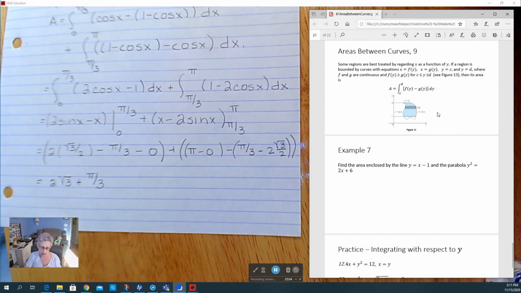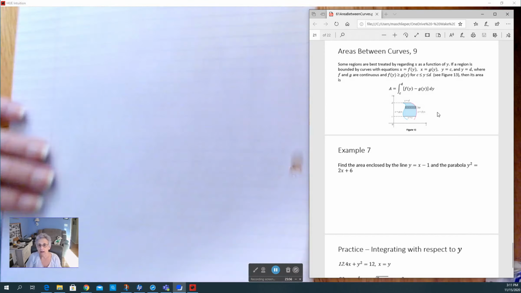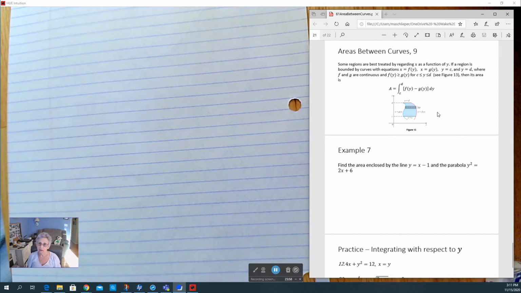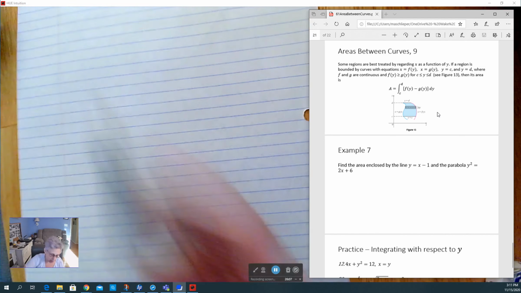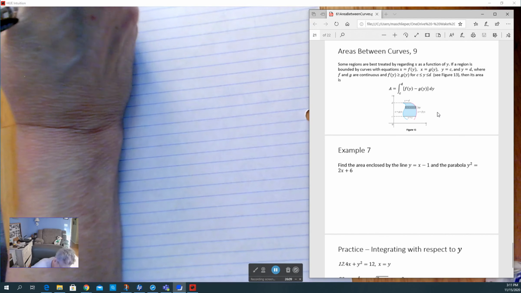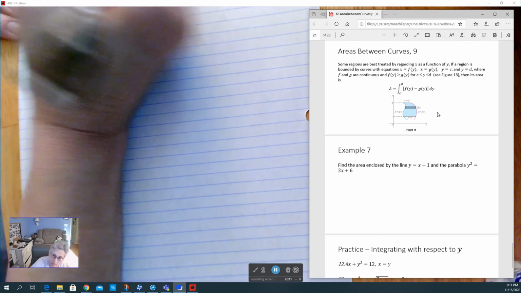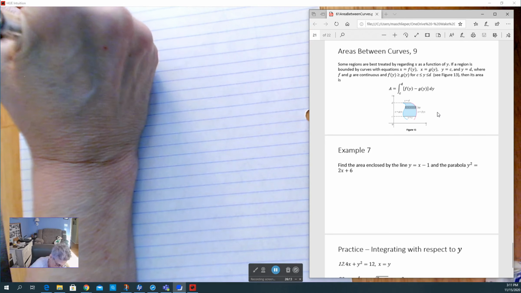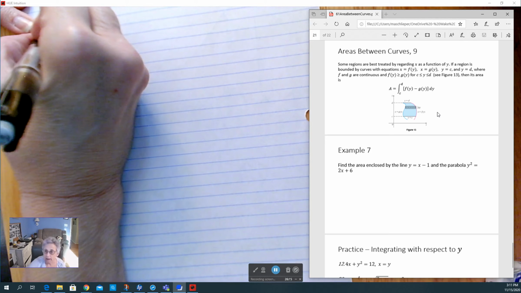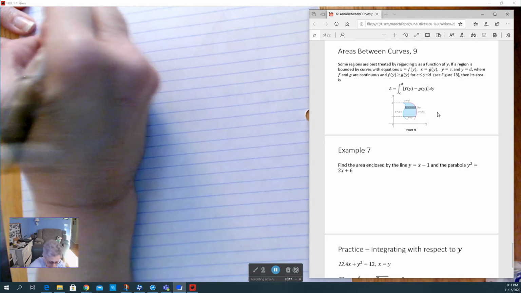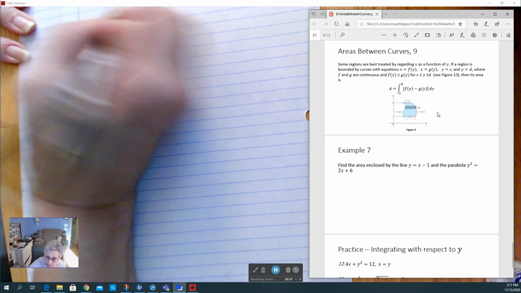Let's look at example 7. It asks us to find the area enclosed by the line y equals x minus 1 and the parabola y squared equals 2x plus 6. So, first thing, I'm going to try to sketch a little graph of them.